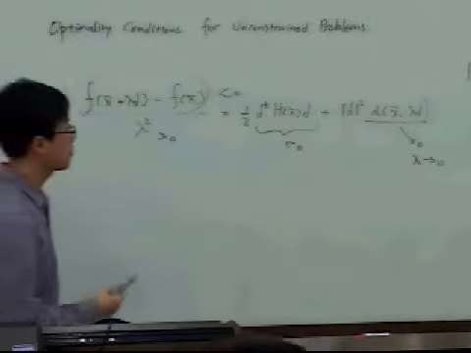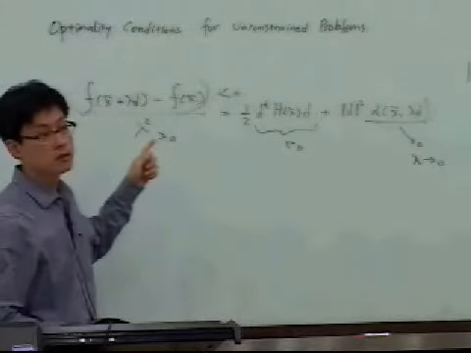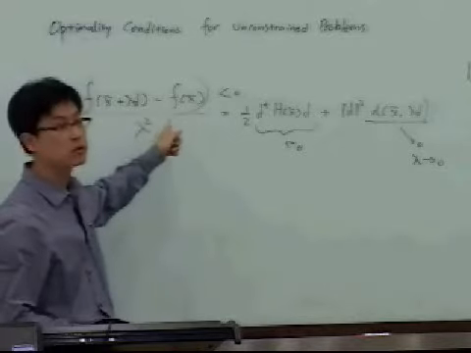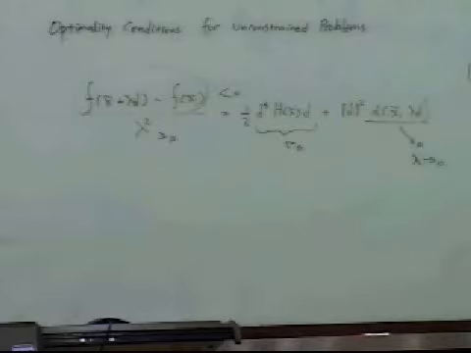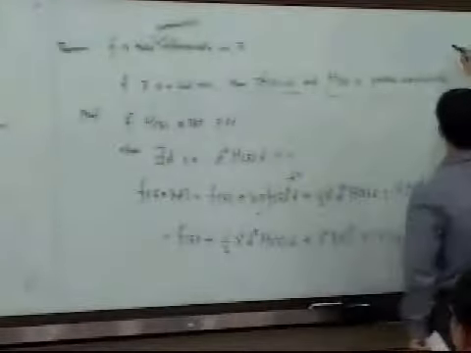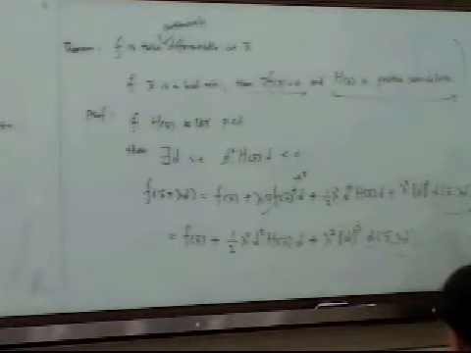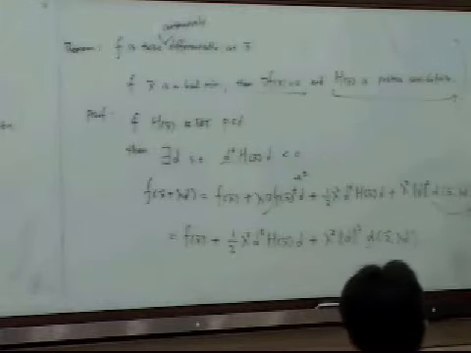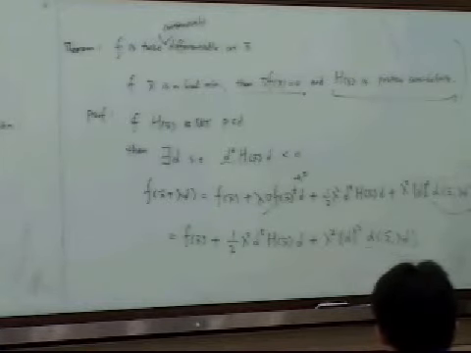But we assume that this x bar is a local minimum, so this cannot be true. It's a contradiction. So that's why this should be positive semi-definite. So this is the second order necessary optimality condition.